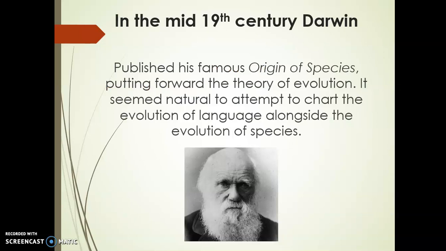Okay, now we move to the mid 19th century with Darwin. He published his famous Origin of Species, putting forward the theory of evolution. So it seemed natural to attempt to chart the evolution of language alongside the evolution of species. And we also talked about this in the origins of language, that when human species evolved, we changed the form of the larynx, the mouth, the lips. So he said that language evolved along with the evolution of species.